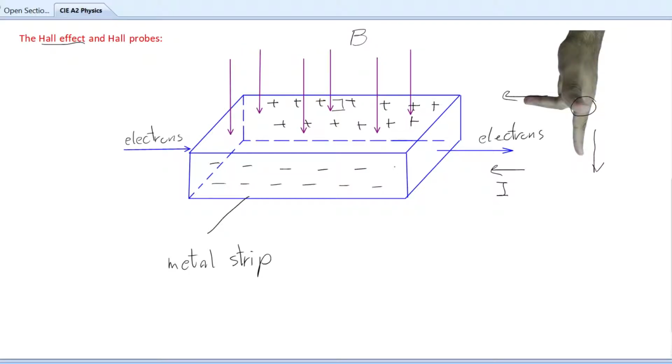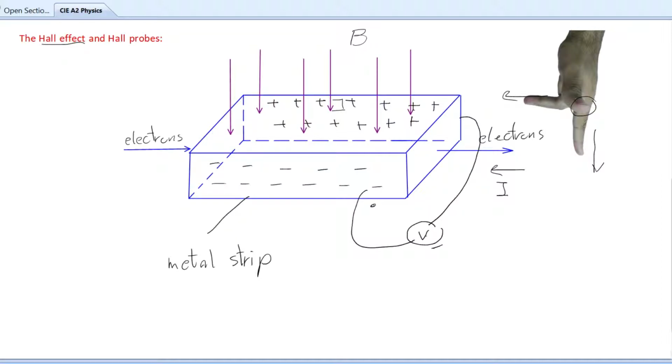So you will find that the faces parallel to the current have a potential difference. If you measure this potential difference using a voltmeter, you will find that the more electrons accumulating on this side, the greater the voltage becomes, the greater the Hall voltage becomes. This is the idea of a Hall probe, that you create a potential difference across two plates parallel to the current.